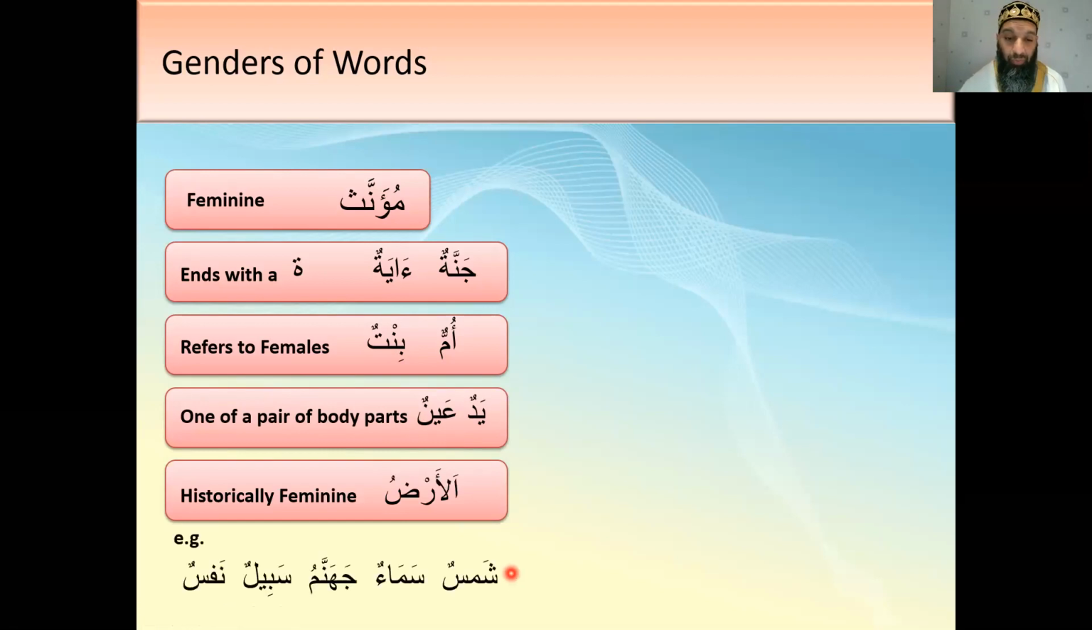So there were some words that were always historically known to be feminine. They were used as feminine words by the Arabs. There's maybe a handful, maybe 10, 15, something small. Like shamsun, sama'un, jahannamu, sabilun, nafsun. Those are examples of feminine words.